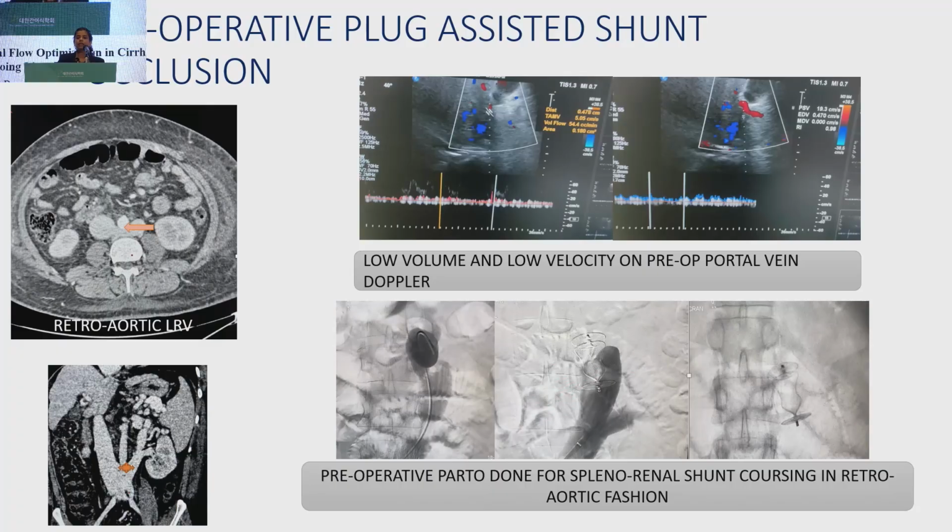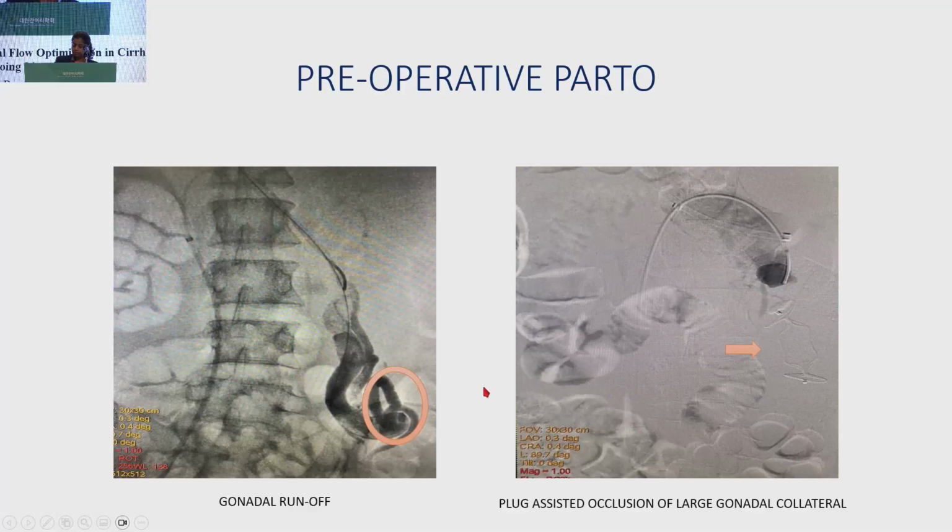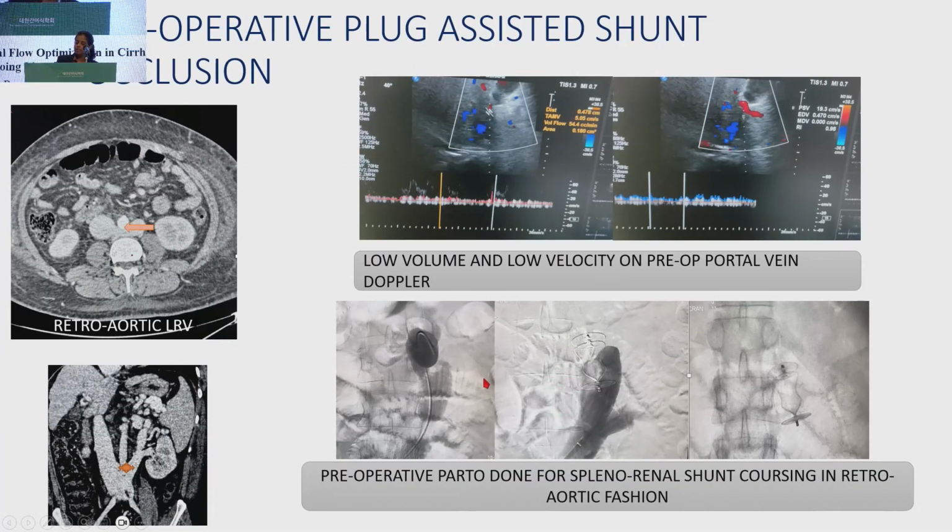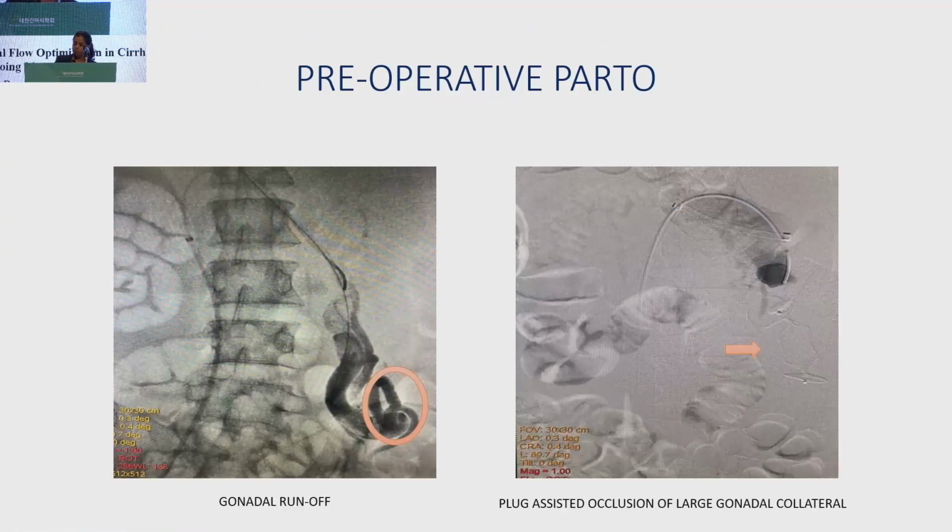So let's quickly look at patients who underwent preoperative intervention. This is a patient who had low flow, low volume on preoperative Doppler and had a large left renal, splenorenal shunt joining the left renal vein, and which was coursing posterior to the aorta. Since it was inaccessible during surgery, we opted to embolize this. Plug-assisted embolization of the shunt was performed preoperatively.